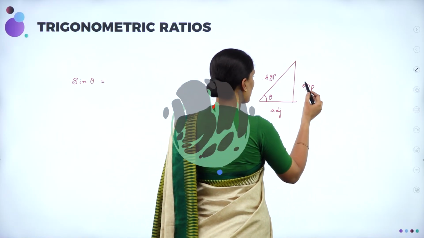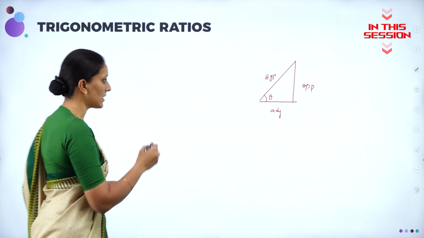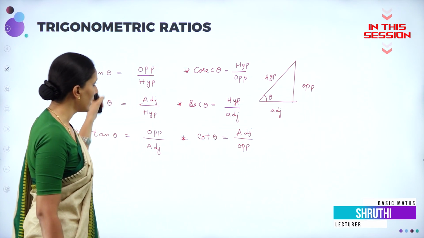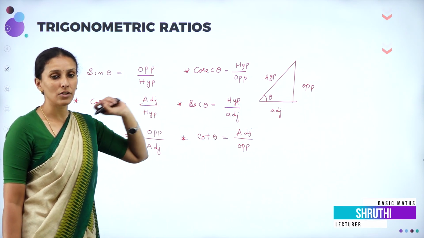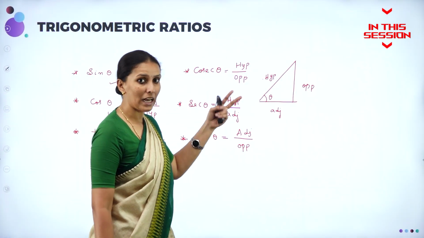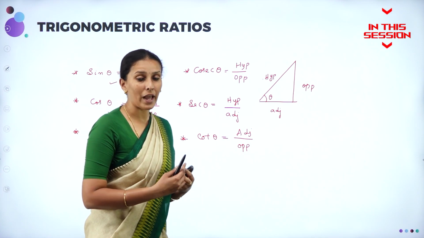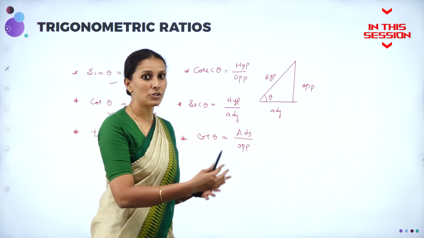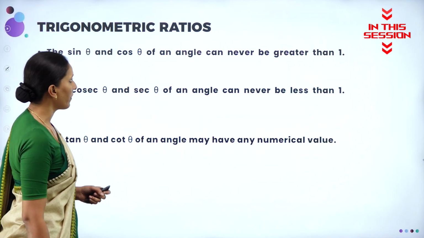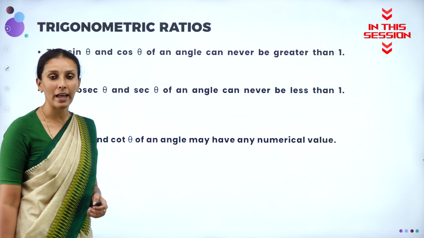Sine of angle theta is always opposite by adjacent side. It does not depend on the sides of the triangle, it always directly depends on the angles of a triangle here. So when hypotenuse is divided by any other two sides, obviously the value can never be less than 1, it has to be greater than 1. The sine theta and cos theta of an angle can never be greater than 1.